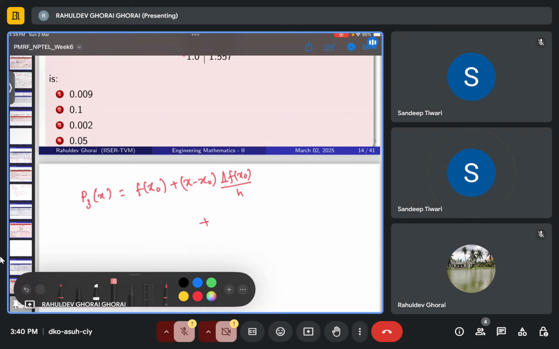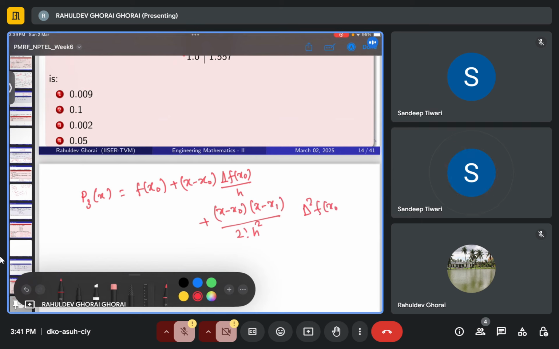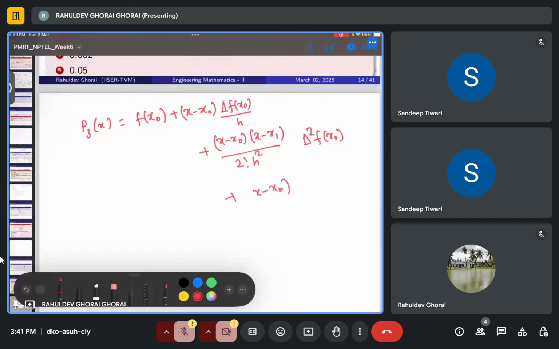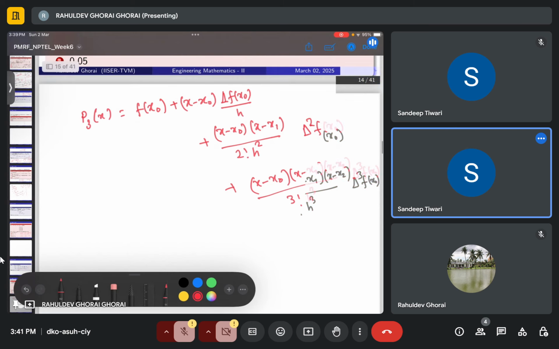Yes sir, that is not a problem. Like you will see later, it will not be x minus x naught whole square. It will be x minus x naught times x minus x1 over h square, two factorial, times del 2 f of x naught, like this, right? Plus x minus x naught, x minus x1, x minus x2 over 3 factorial h cube, times del 3 f of x naught. This is correct, right.